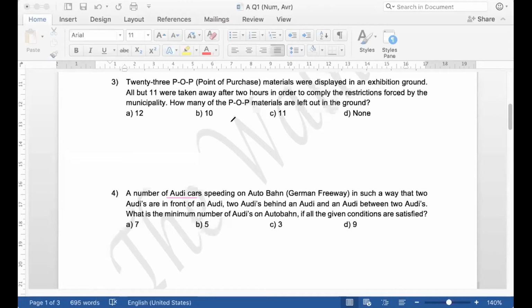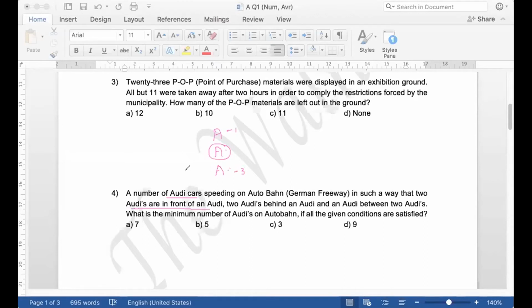Okay, let's try. Akhil, let's try this. So we need the conditions. Two Audis in front of an Audi. So let's say this is an Audi and we need two Audis in front of it. And two Audis behind an Audi. So let's say this one is the Audi we are selecting, then two Audis must be behind that Audi. And an Audi between two Audis: first one here and third one here, and of course, there is one in between. Okay.